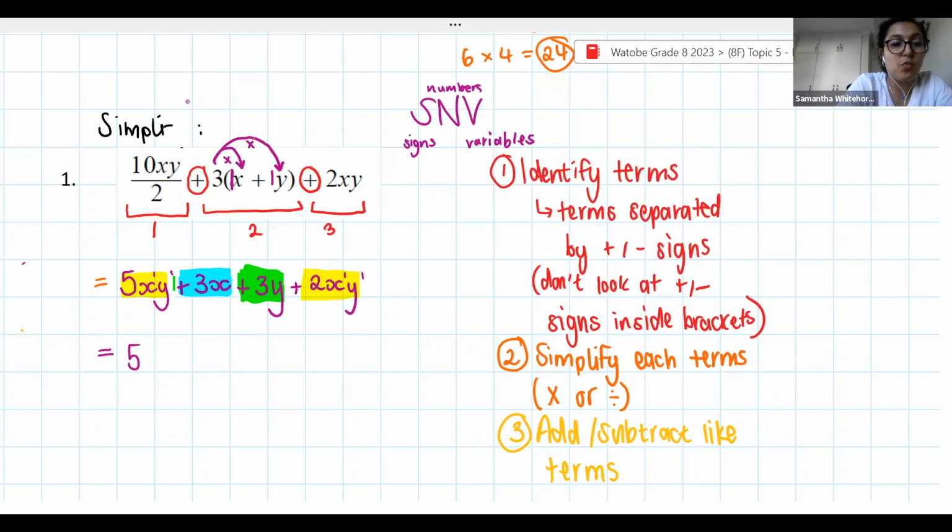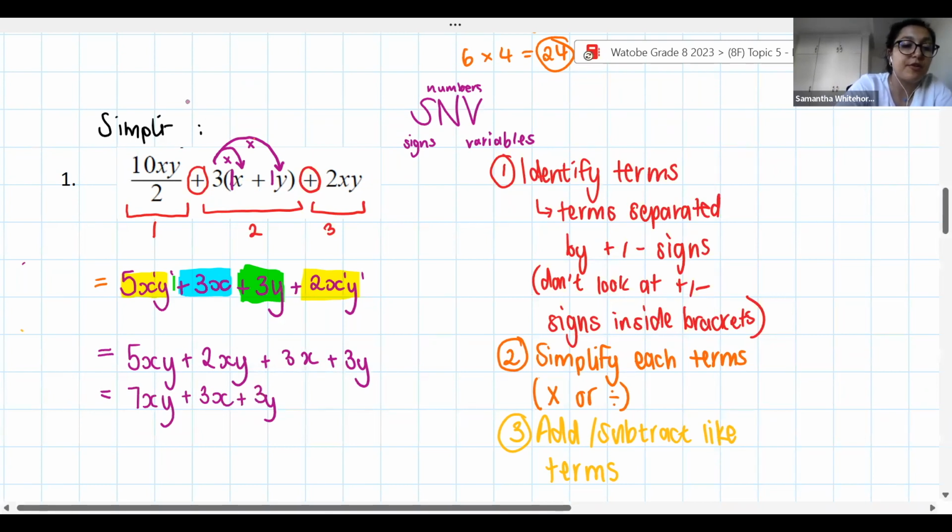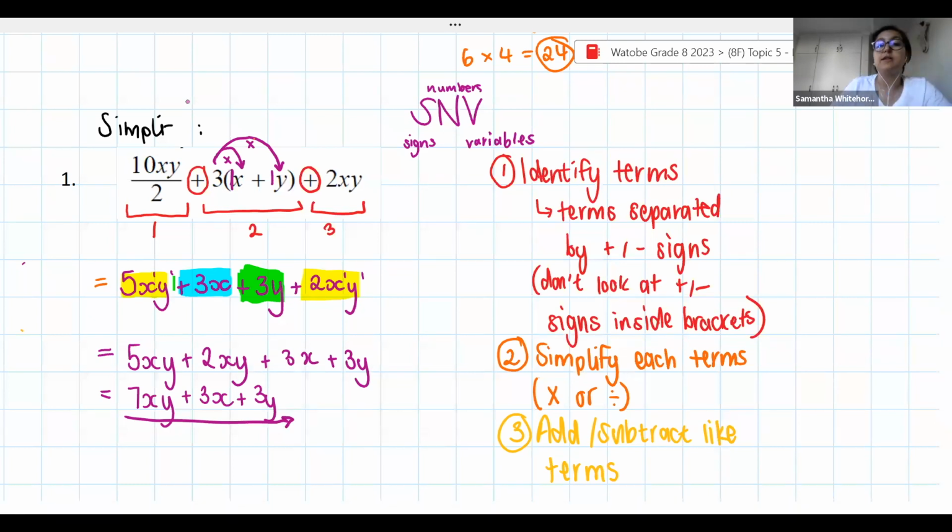Now, guys, remember, if you want to write your like terms together, so the 5xy plus 2xy plus 3x plus 3y, you are welcome to. You don't have to, but you can. Some people find it easier to then add or subtract. But now we actually want to add and subtract our like terms. So 5xy plus 2xy leaves me with 7xy. And then I've got my 3x plus my 3y. They are separate terms. They are not like terms, so I can't add them together. They've got different variables. And so I have simplified my expression.